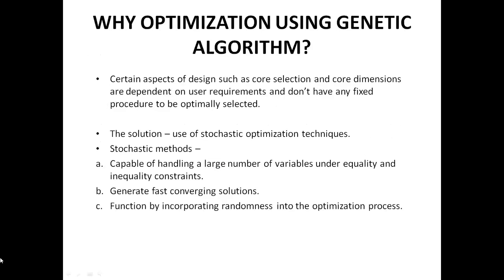Certain aspects of design, such as the core selection and core dimensions, are dependent on user requirements and don't have any fixed procedure to be optimally selected. So the solution for such problems is the use of stochastic optimization techniques. Stochastic methods are capable of handling a large number of variables under different equality and inequality constraints. They can generate fast converging solutions, and they function by incorporating randomness into the optimization process, which is quite essential and is similar to the biological process of mutation.